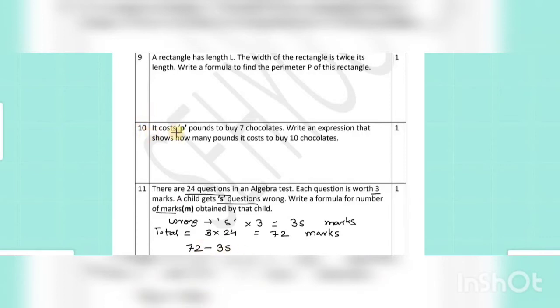Question number 10. It costs P pounds to buy 7 chocolates. Find the expression to buy 10 chocolates. So, if it costs P pounds for buying 7 chocolates, 1 chocolate will cost 1/7 of P pounds, that is P divided by 7 or P over 7 pounds for 1 chocolate.